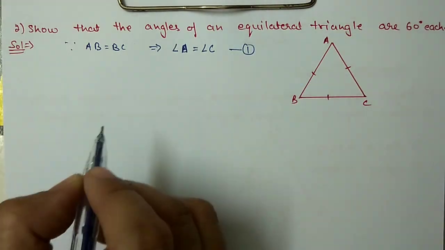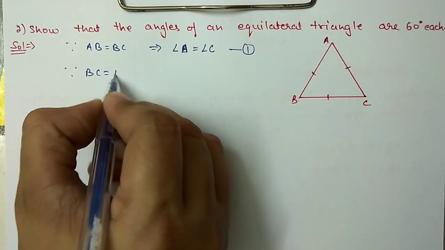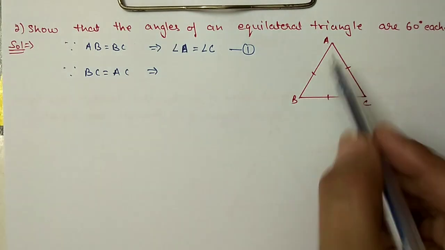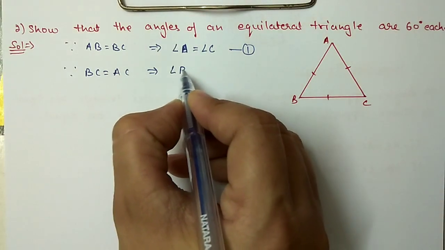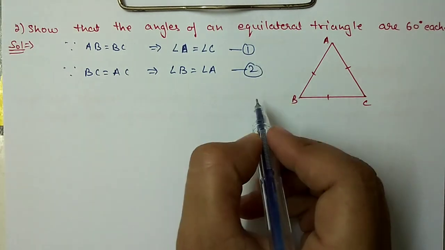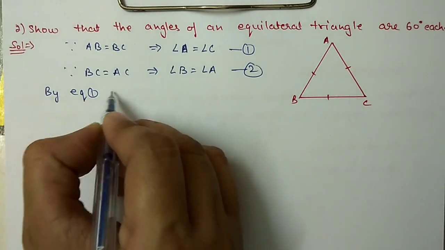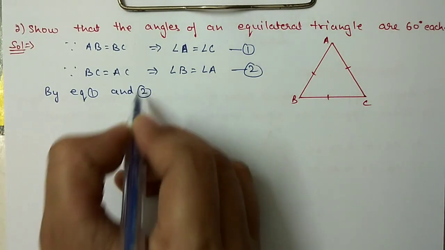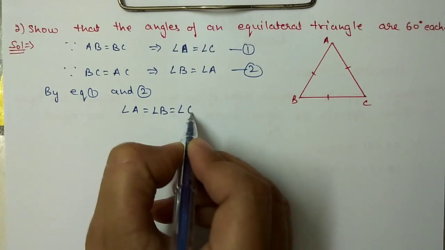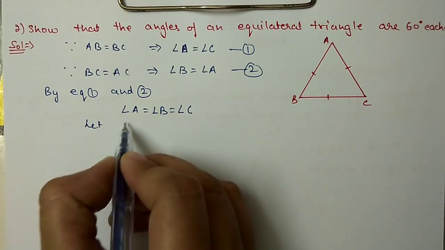This is the first we have taken. Now we will take BC and AC, because they are equal, so we can say angle B and angle A are equal. Angle B is equal to angle A. If we combine these two together by equations 1 and 2, we will get angle A is equal to angle B equal to angle C. All three angles are equal. So let these angles be x.